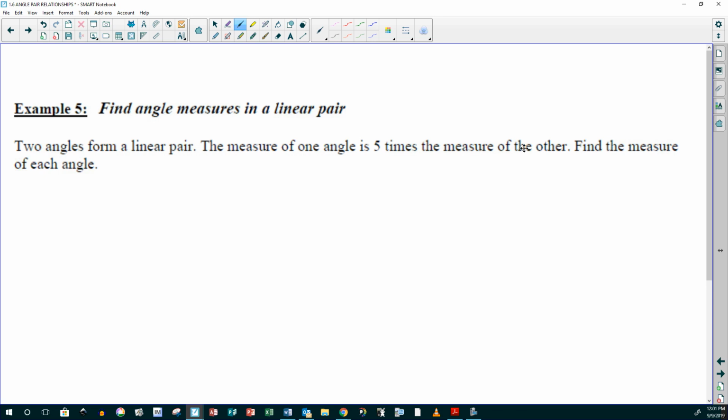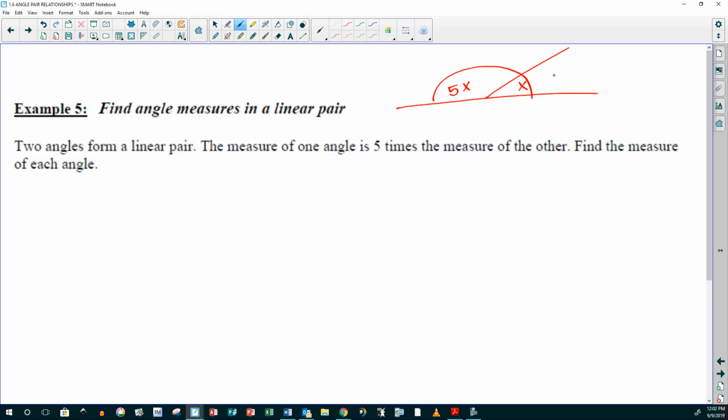Find the angle measures in a linear pair. Well, I know two angles form a linear pair, so I'm just going to draw a picture of two angles representing a linear pair. It says the measure of one angle is 5 times the other, but they didn't tell me anything about either angle. So when that happens, choose one of your angles and just make it an X, because that's what you did in algebra. If you didn't know something, you said, let's call it X. So since I don't know the measure of my angle, I'm going to call it X. And what I know is that the other one is 5 times bigger because it says it's 5 times the other. And if the other is X, then this one is 5X.